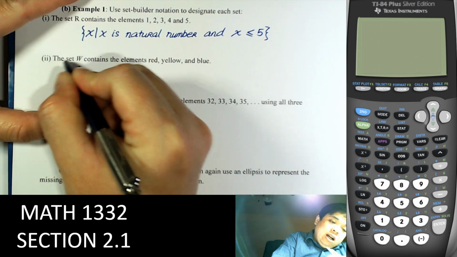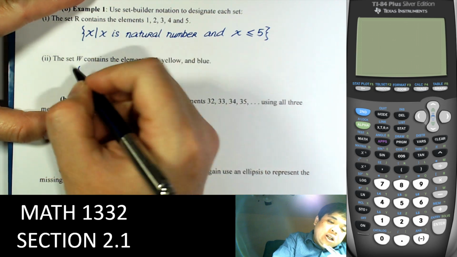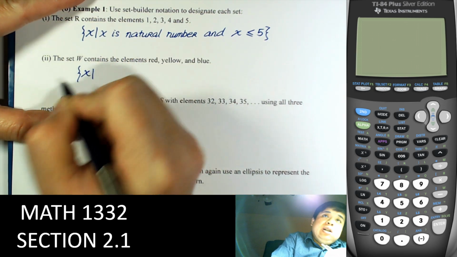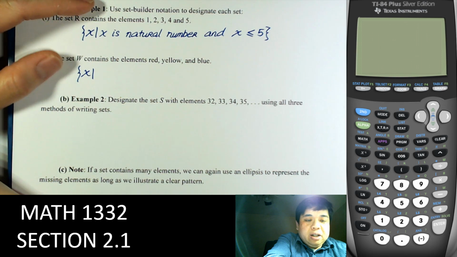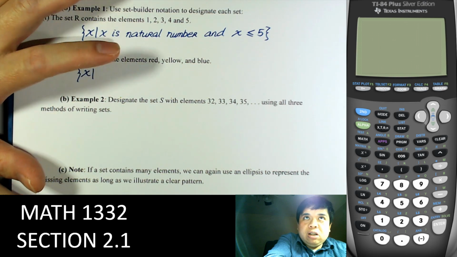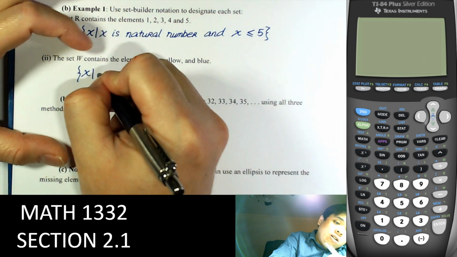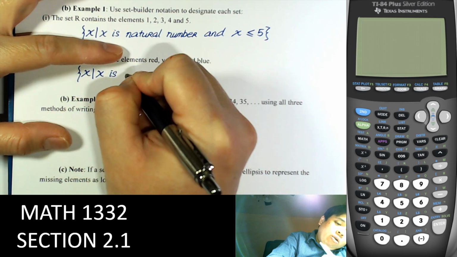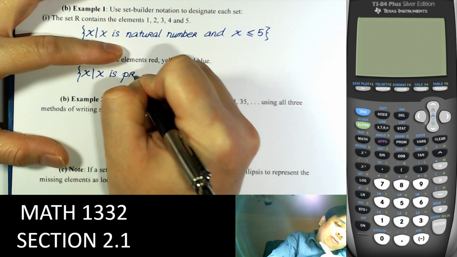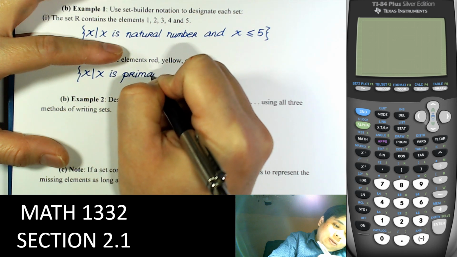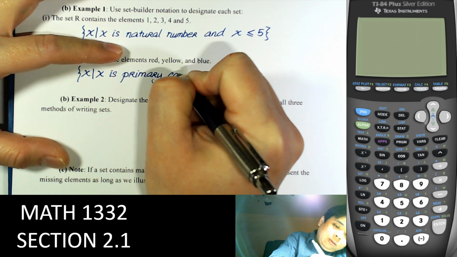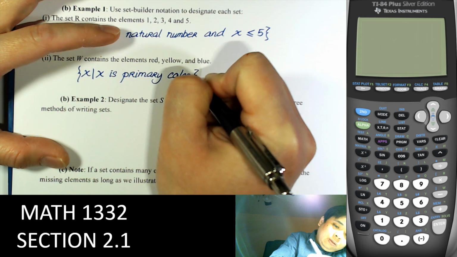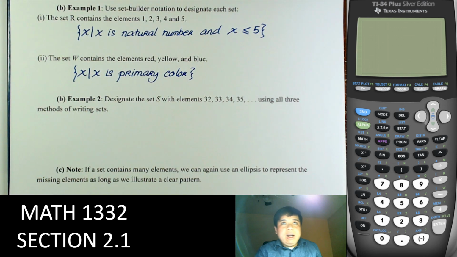Right. Next, the second one is three colors. Well, of course there are many colors, but a little more special about this, those are the primary colors. So we say the set of x such that x is a primary color. Right, so we just have that.